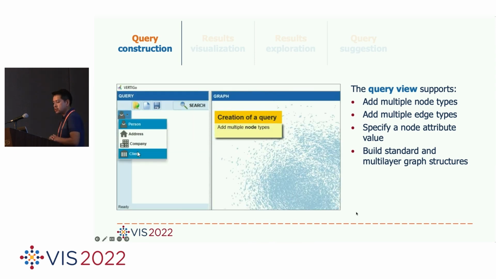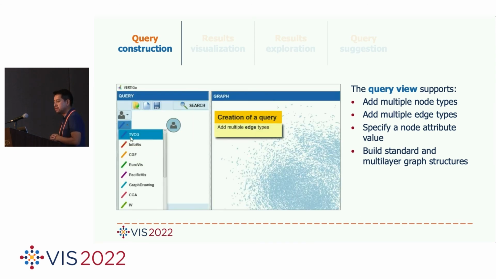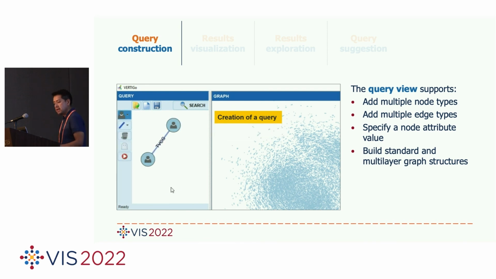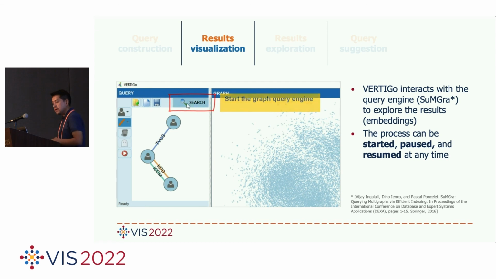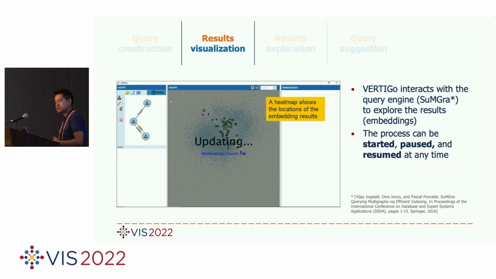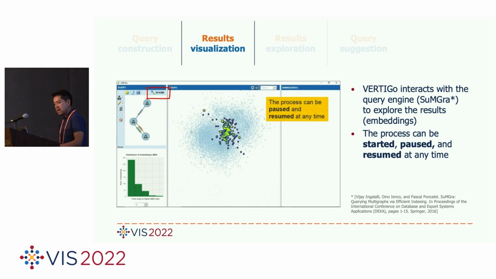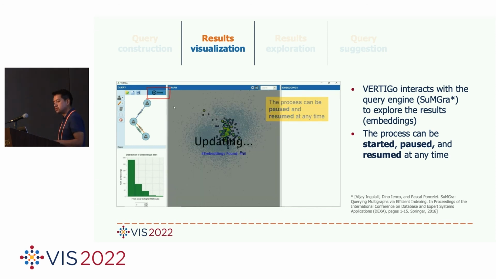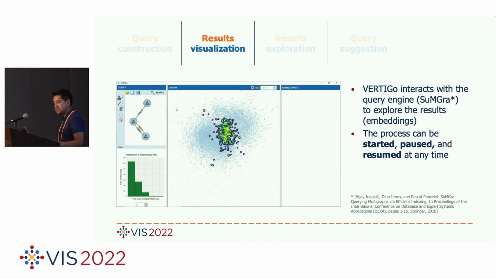We start to construct the query via interactivity functionalities using the query view. It supports drag and drop operation, and it allows the user to specify a node attribute. The user can start the query engine to retrieve the results. A heat map shows the location of the results, and the process can be paused and resumed at any time, allowing the user to explore partially collected embeddings.